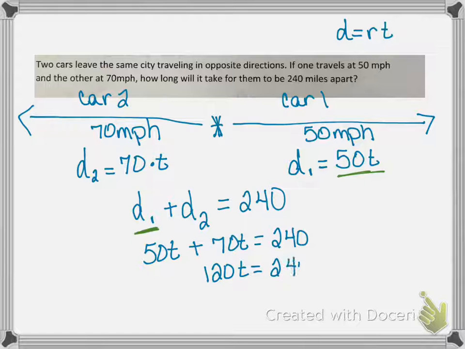Okay, so when you added 50t plus 70t, you got 120. Okay, my last step here is to divide both sides by 120. So t equals what? 2. And what are we talking about? We are not talking about miles per hour. We did have 70 miles per hour and 50 miles per hour. 2 hours. Good. Excellent. Excellent.